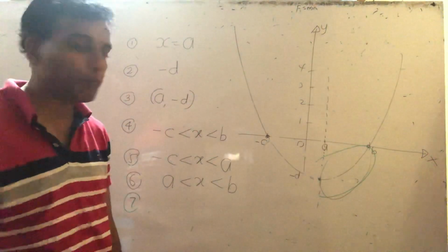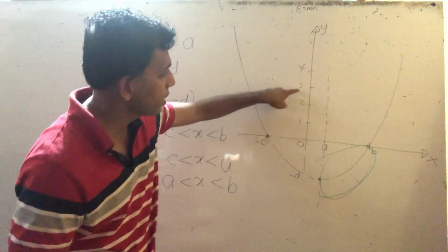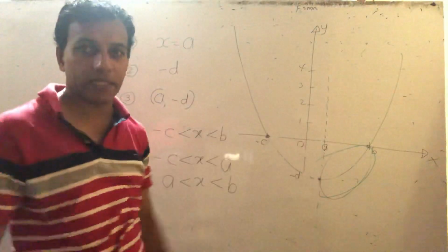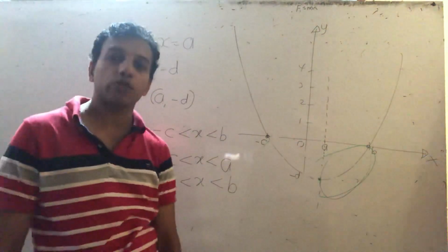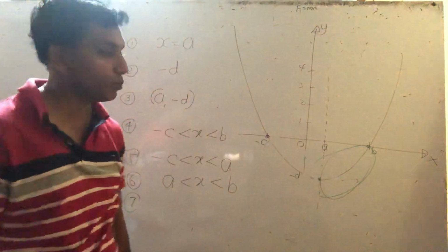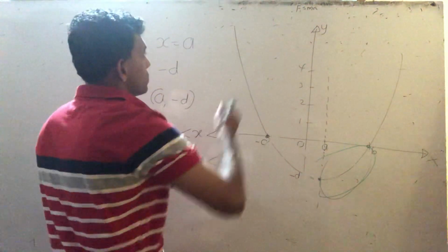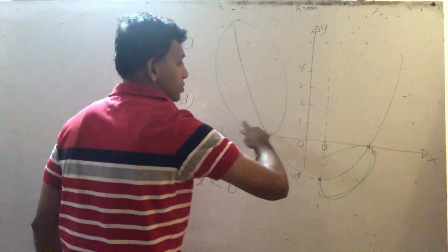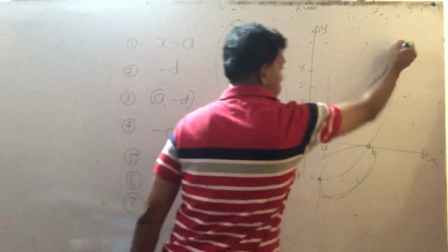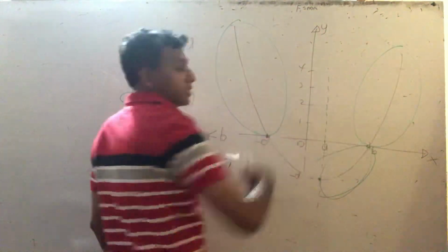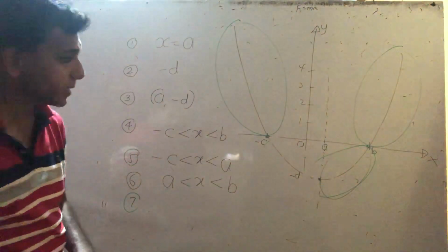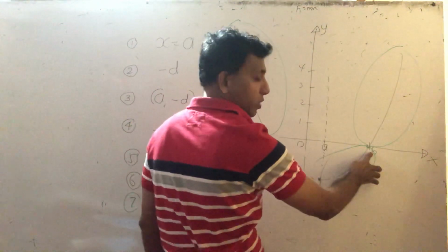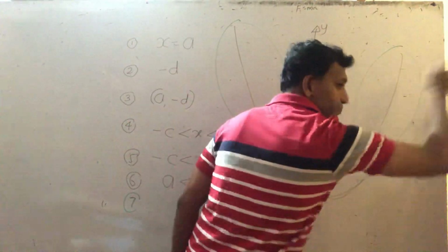Where is y positive? Y positive here: +1, +2, +3, +4. Below is the negative answer. Y positive means above the x-axis. Above the x-axis, y is positive. So every part of this has the positive sign. All the y parts are positive. Therefore, the answer is x more than b, for example 5, 6, 7, 8, 9 and so on.